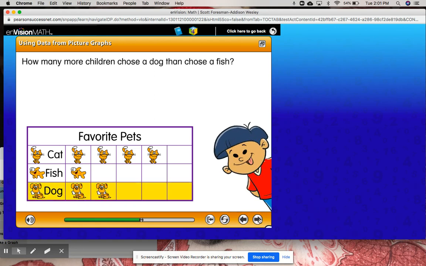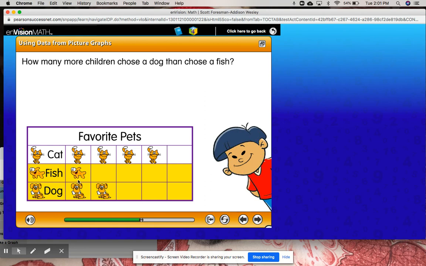How many more children chose a dog than chose a fish? Now we're looking at different information. We have to look at how many children voted for a dog, and there are 2 pictures, so 2 votes. Now we need to look at fish, which we hadn't done before, and only 1 child voted for a fish as their favorite pet.